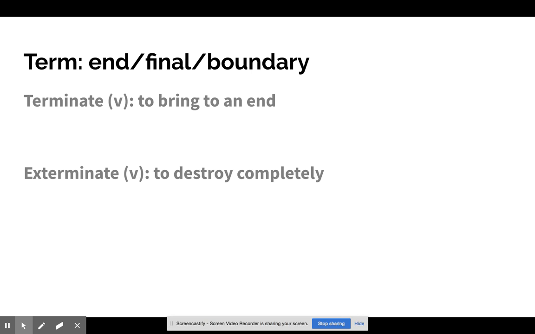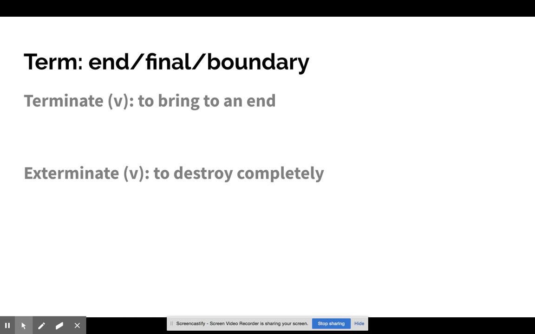So I gave you terminate and exterminate, two words that seem very similar. And they do mean similar things, but terminate just means to bring to an end. So you could terminate a friendship, you could terminate a meeting, you could terminate a FaceTime call. It's just a fancy way to say that you're ending something. But exterminate means to destroy completely. Now, we usually talk about exterminating bugs, right?